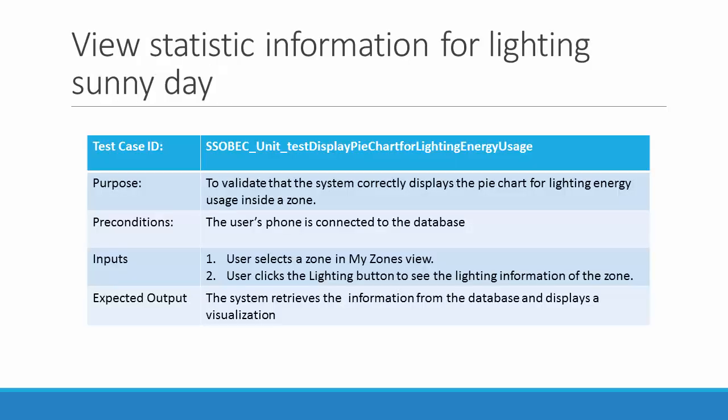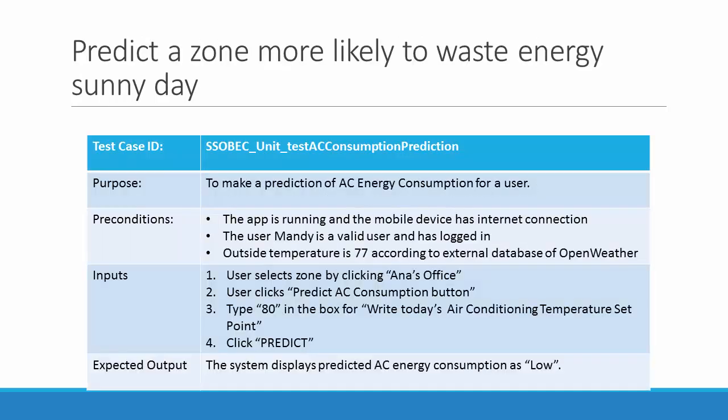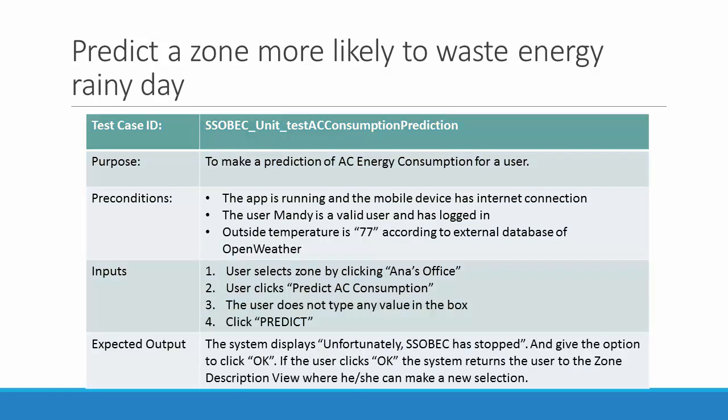As part of the view statistics for lighting test case, one sunny day is to validate that the system correctly displays the pie charts for both lighting energy usage inside a zone and lighting energy usage in a building. One rainy day is that if the user's phone is not connected to the Wi-Fi, then it will not display the pie charts. As part of the predict a zone more likely to waste energy test case, one sunny day is testing making a prediction of air conditioning energy consumption for a user. One rainy day is testing making a prediction while not providing input data.